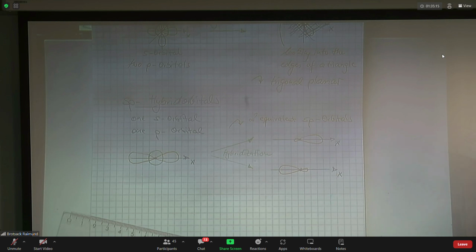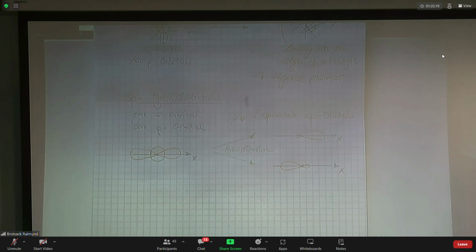Well, why are we talking about that? Because now we'd like to talk about, besides the sigma bonds, another type of bonds. Do you know what they are called? The pi bonds. And what's the difference between the sigma and the pi bonds?